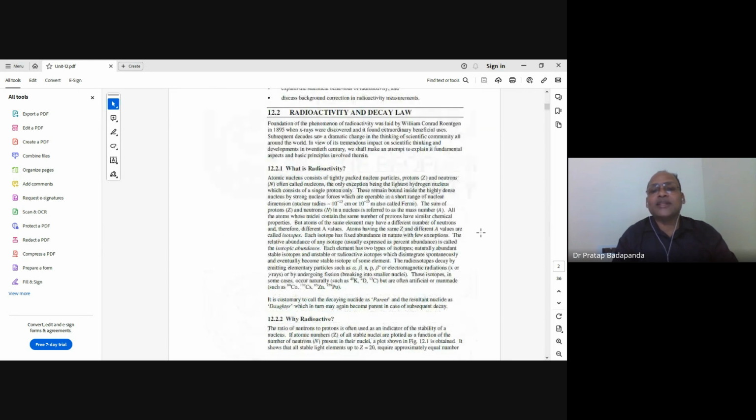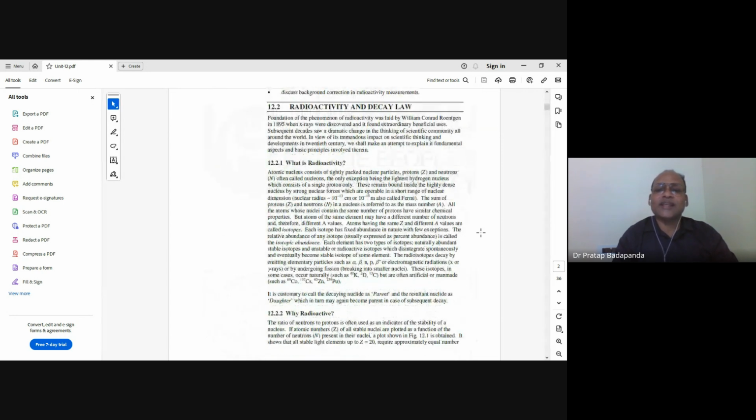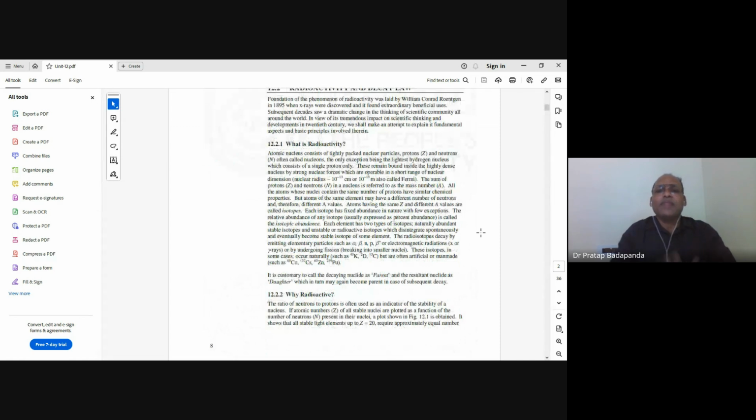So let's understand what is radioactivity. The terminology radioactivity is associated with nuclear particles, the particles which are associated with nuclear energy and all those things.